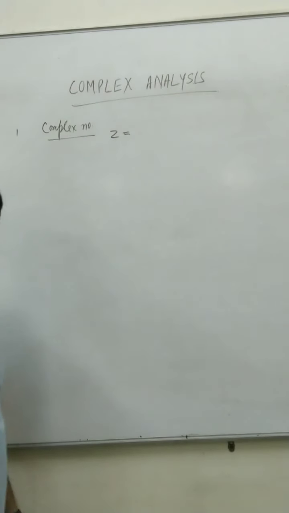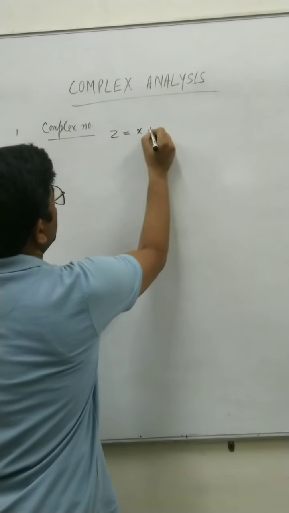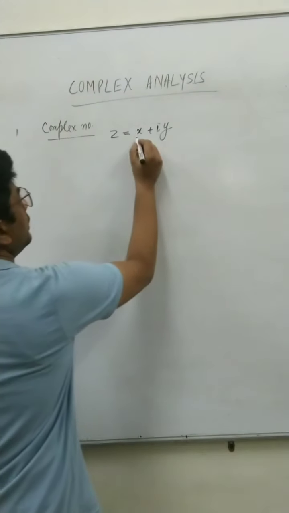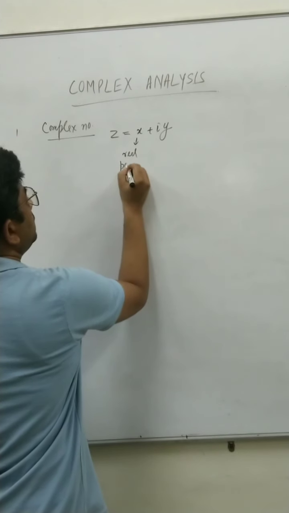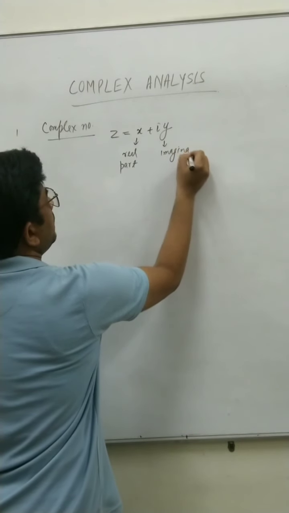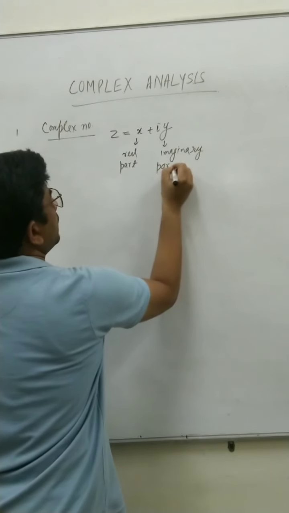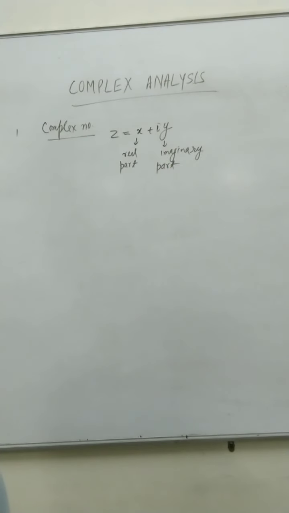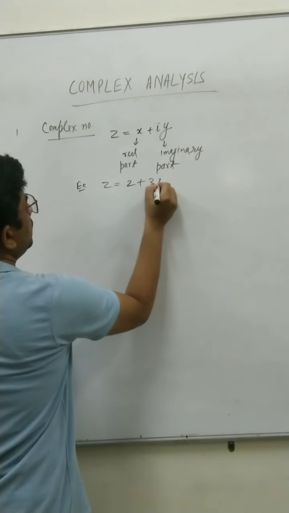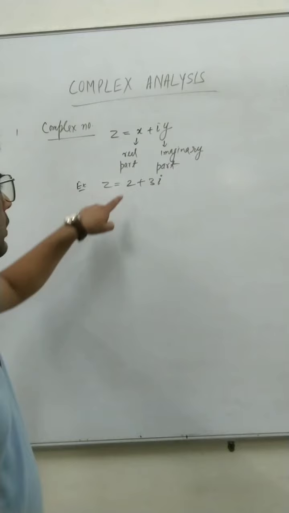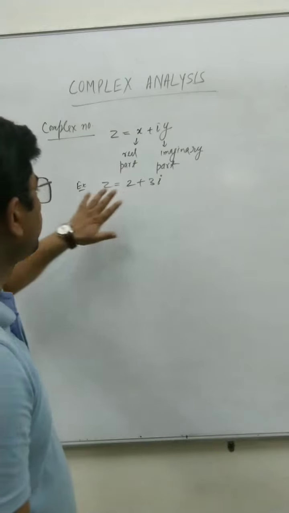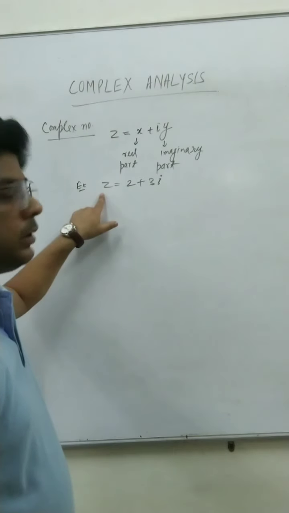We denote a complex number by z, and we know that z is equal to x plus iy, where x is the real part of the complex number and y is the imaginary part of the complex number. So for example, we have z is equal to 2 plus 3i. Here 2 plus 3i is the complex number, where 2 is the real part and 3 is the imaginary part.